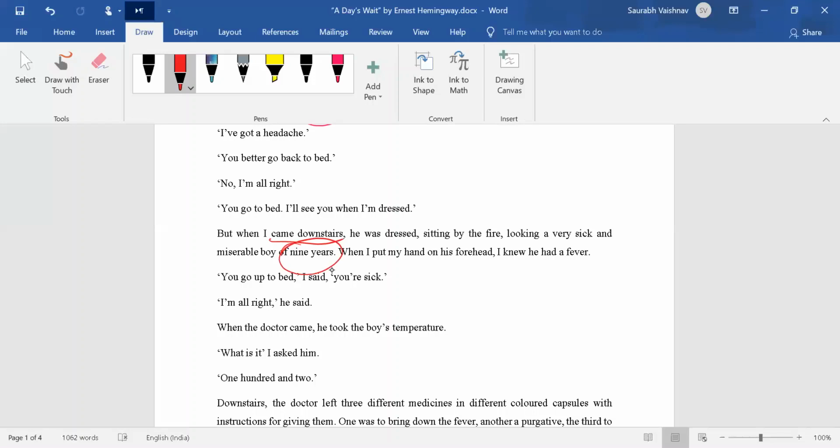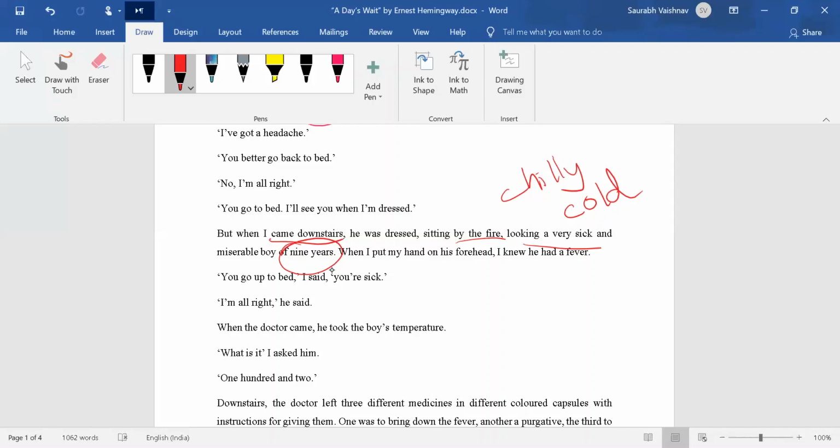Students, please remember the years of the boy. He is 9 years old. So when the father came down, he expected that his son would be resting in his bed, but instead he was sitting by the fire because it is very chilly outside. It is very cold outside. And so, the boy was sitting by the fire and he was looking very sick.